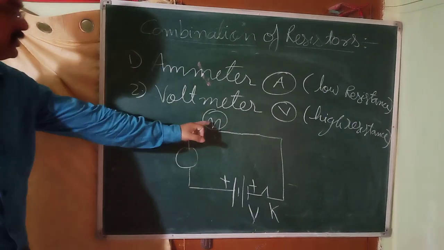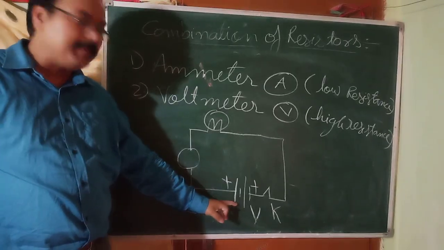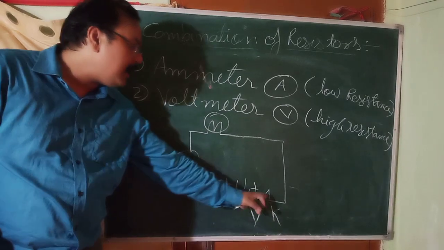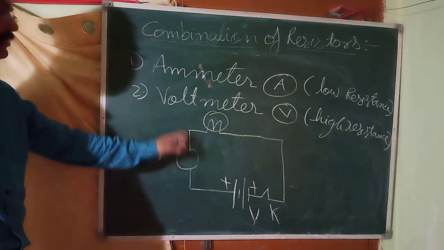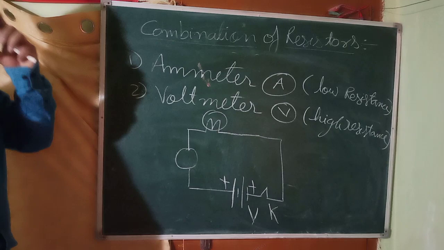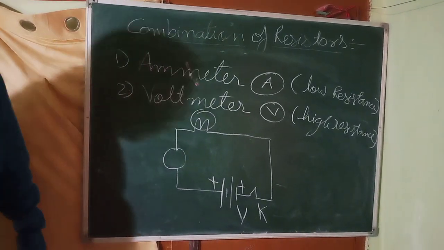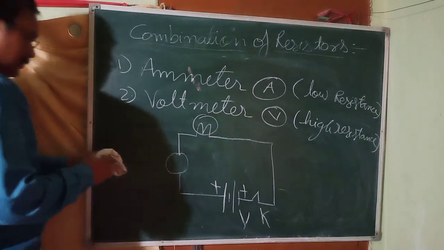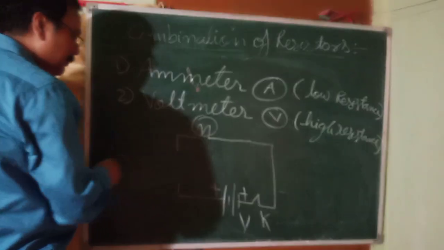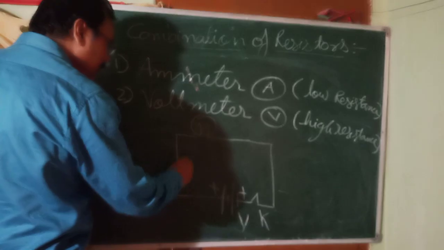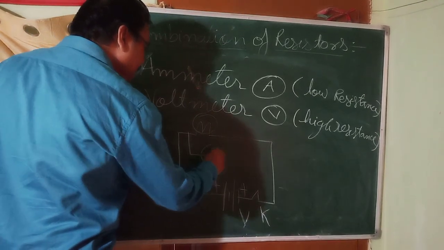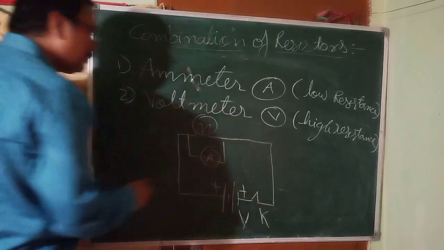Now the question comes: how to connect them in a circuit. See, this is a circuit which contains a bulb, a battery of potential difference V, and a key which is closed. So obviously current will start flowing in this. Now, how to connect this ammeter? Suppose you connect this ammeter in parallel with the bulb. How can you connect in parallel? Like this.